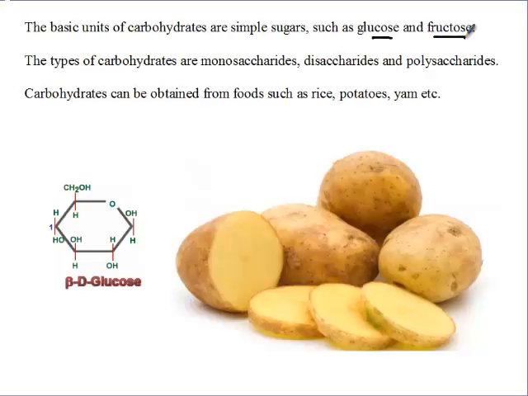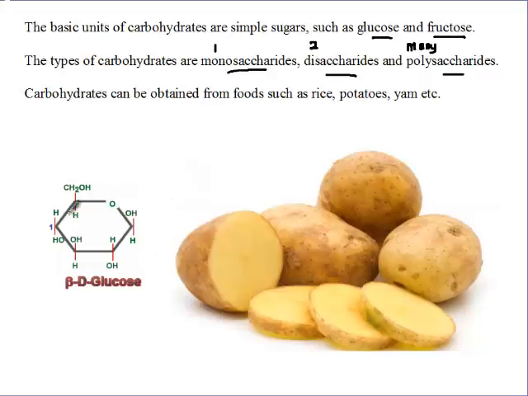When we take carbohydrates as a whole, there are three main types. We have the monosaccharides, we have the disaccharides, and then we have the polysaccharides. Mono means one, di means two, poly means many. So mono means one saccharide, di means two saccharides, and then poly means many saccharides. Carbohydrates can be obtained from foods such as rice, potatoes, yams, bread, and then there are so many other foods that we can get carbohydrates from.